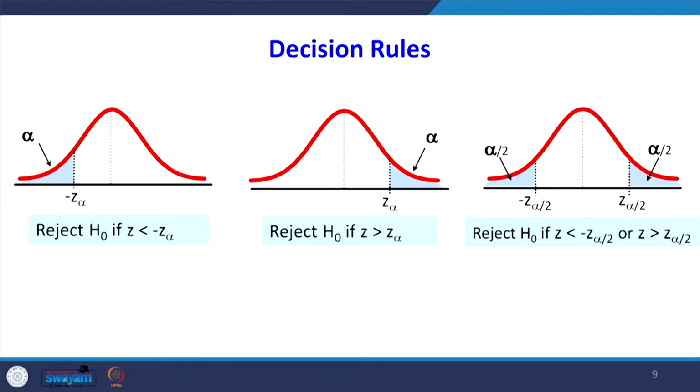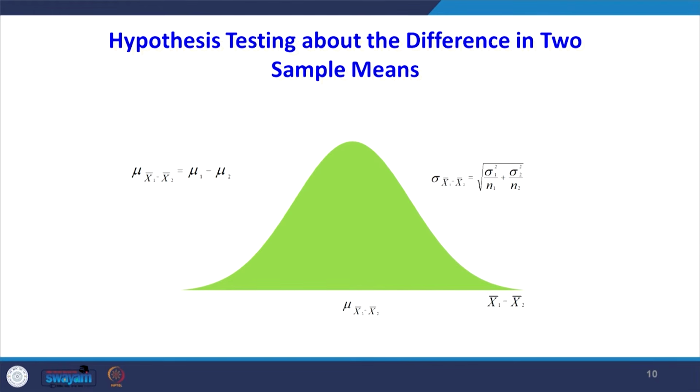The decision rule for the left tail test is reject h naught if the calculated z value is less than minus z alpha. The decision rule for the right tail test is reject h naught if the calculated z value is greater than z alpha. For a two tail test, reject h naught if the z value is less than minus z alpha by 2 or the z value is greater than z alpha by 2. Any one can happen.